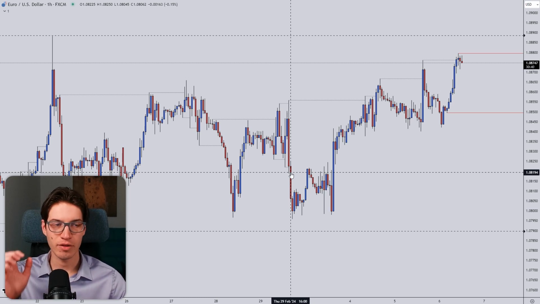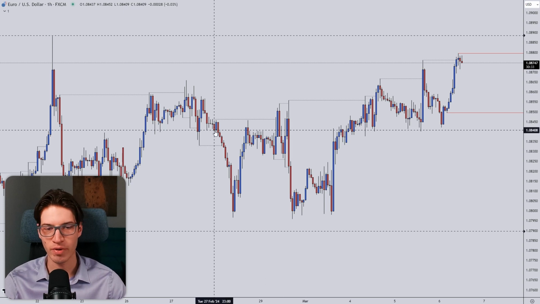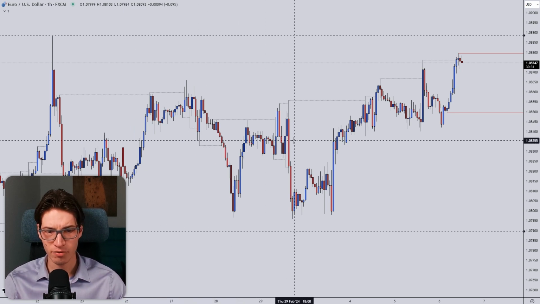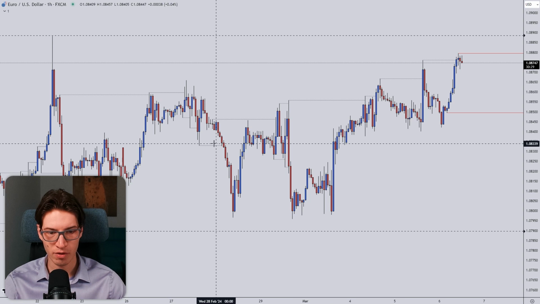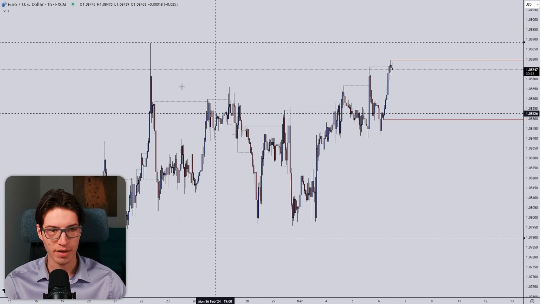So let's get into the markets. Euro US dollar is the first one on my list, and this one has been very flat and very range bound. So the last recap was around here on a Wednesday. As you can see, it's just flat. It's stuck in this general area.